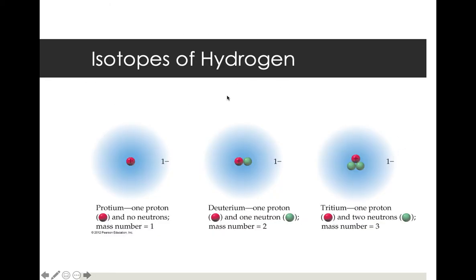And here's a visual comparison of these. It turns out for hydrogen, protium is the isotope that is by far the most common in nature. Deuterium is considerably more rare, and tritium is extremely rare just because it's not nearly as stable. It turns out this one's actually radioactive and will decay reasonably quickly into some of these other isotopes.